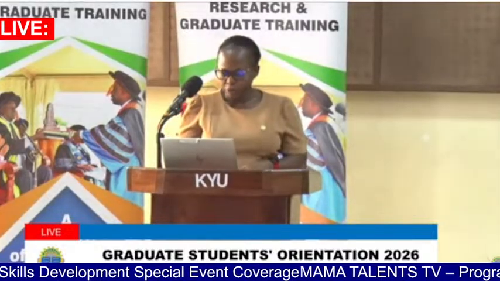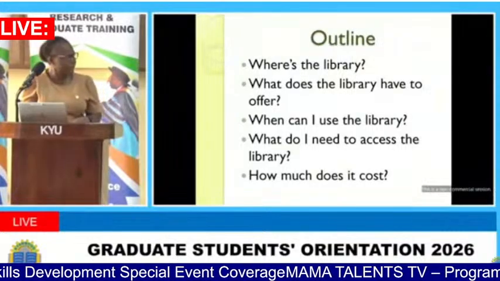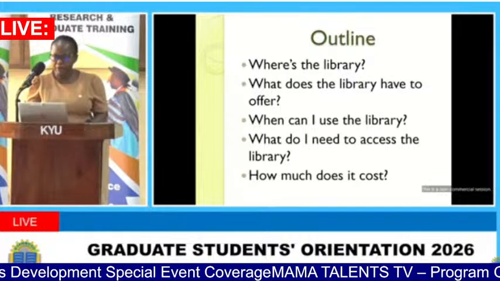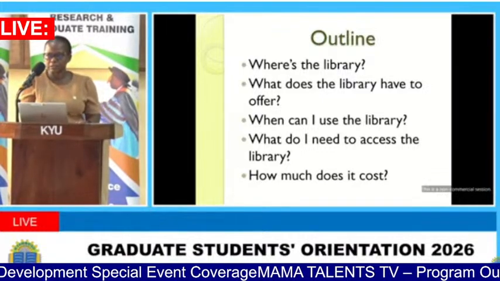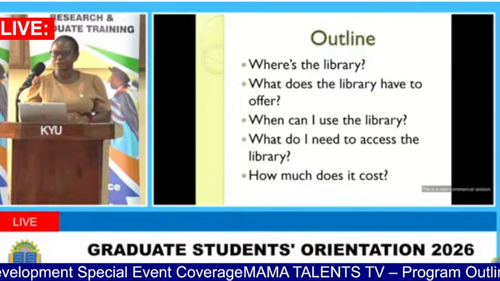What do we have to offer? And my outline is as it is indicated. Where is the library? What does the library have to offer? When can you use the library? And what does it take to access the library? How much does it cost?